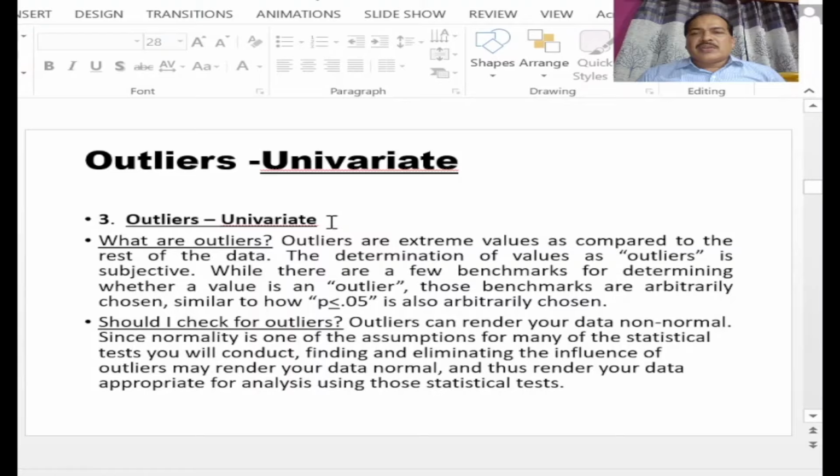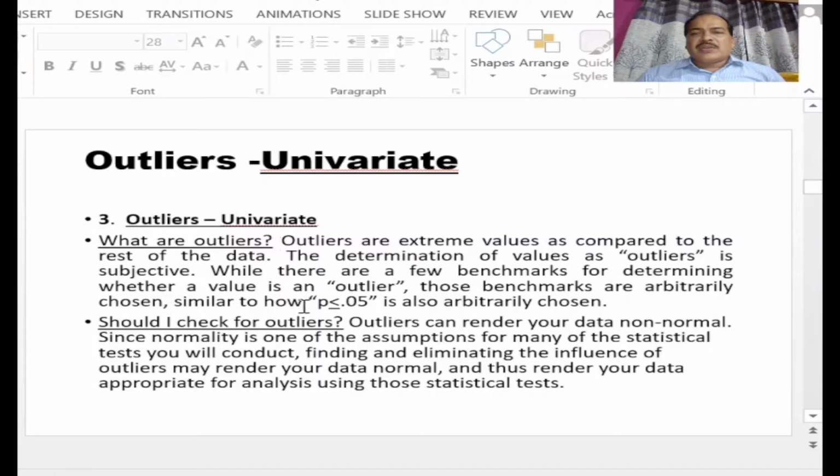The determination of a value as an outlier is very much subjective, because in different cases we have a different type of benchmark for identifying an outlier. But in many cases SPSS, or the different data analysis software, basically use the extreme values for identifying the outliers.